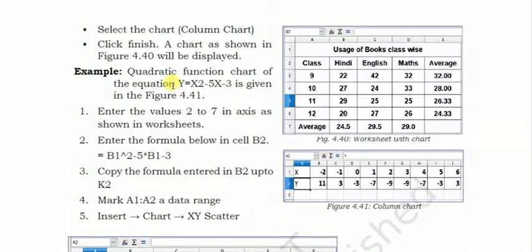Okay, for example, a quadratic function chart of the equation y is equal to x squared minus 5x minus 3. This is given in this chart. Clear?